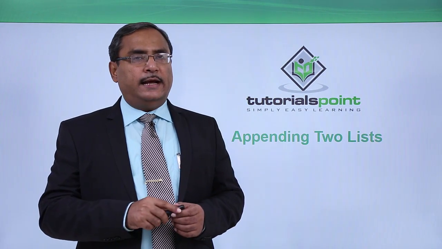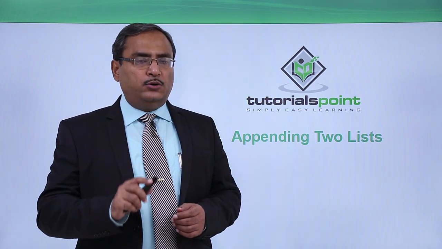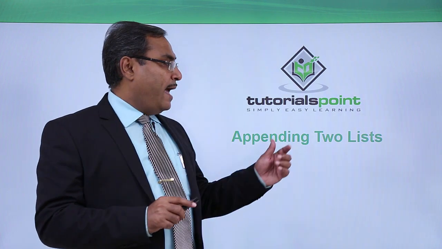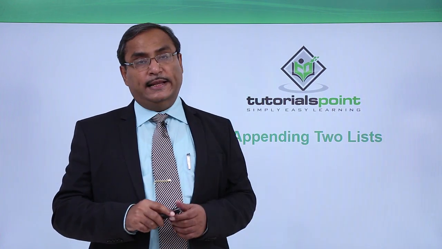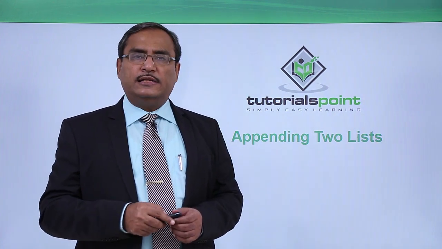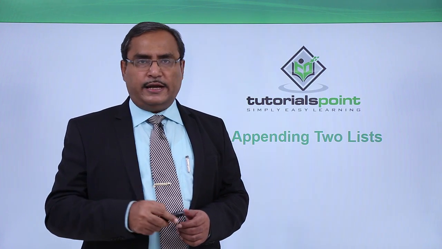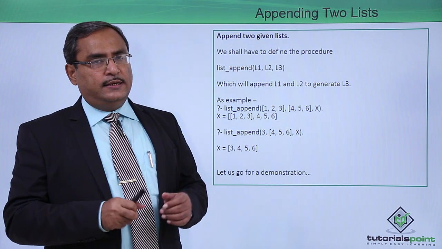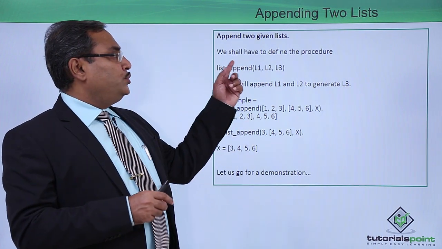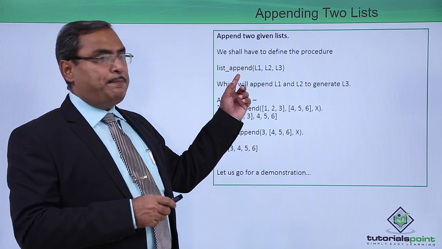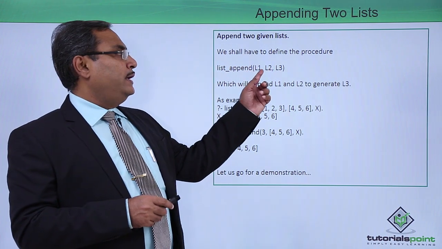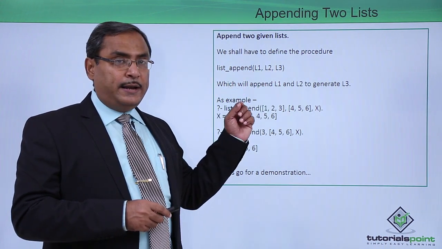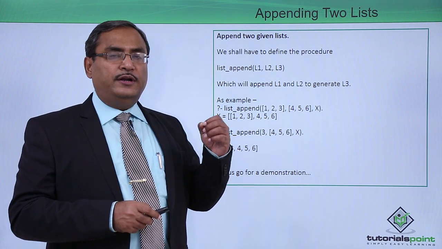The problem here is that we are supposed to write one Prolog code for the appending of two lists. So let us go for further explanation for your understanding. So, append two given lists, this is the problem for us. We shall have to define the procedure list_append(L1, L2, L3). So list_append is the procedure we are going to define here.